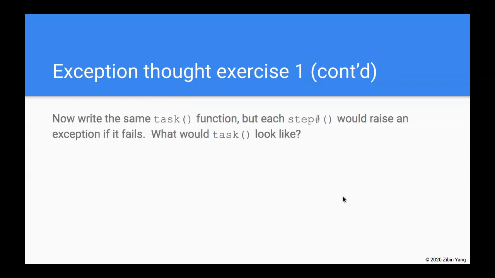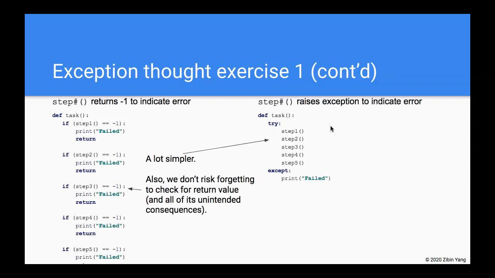Okay, what if instead of using return -1 to indicate error, each step function would actually raise an exception to report the error if it fails? And we would want to do the same thing, that if any one of them raises an exception, we'll abort the rest of the steps. So what then would the task function look like in this case?